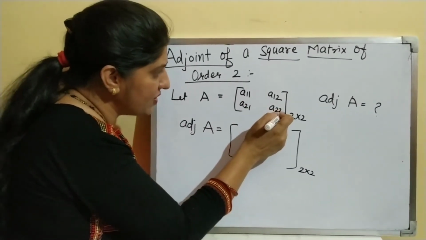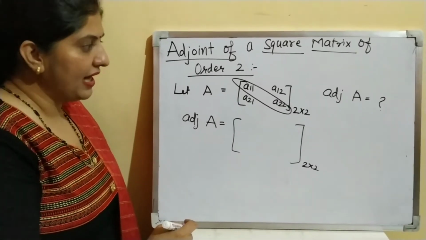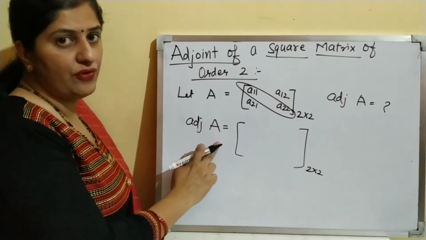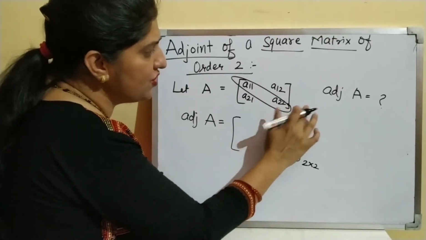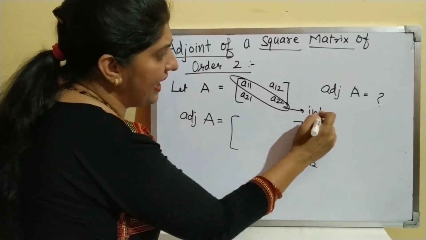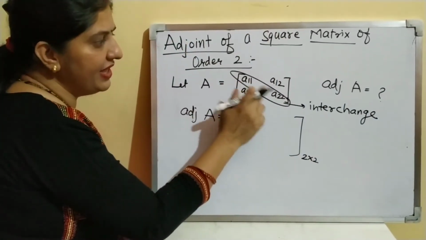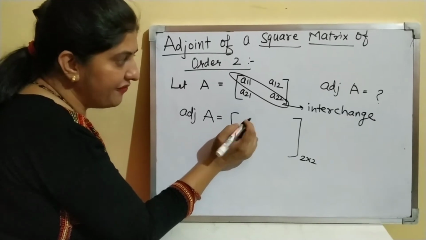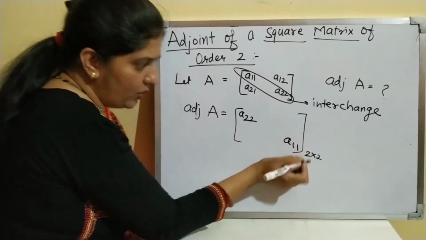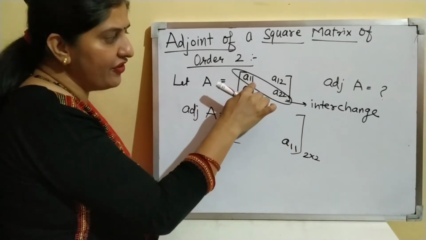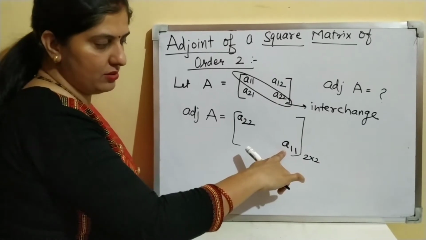Now we have to just interchange the diagonal elements. For writing the answer of the adjoint of a matrix A of order 2 by 2, we have to just interchange the diagonal elements. When we interchange the diagonal elements, we get A22 and A11, means A11 becomes A22 and A22 becomes A11.